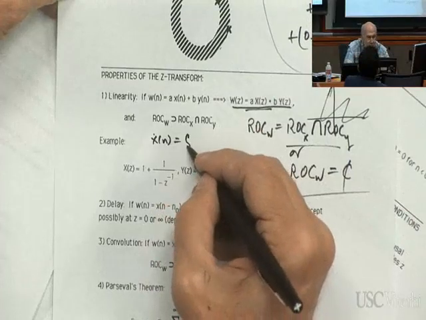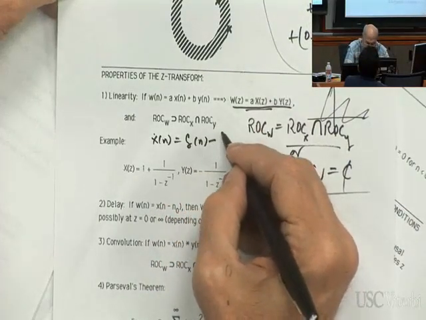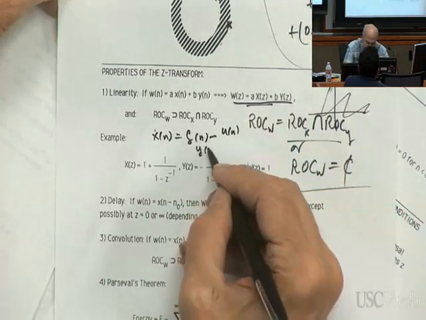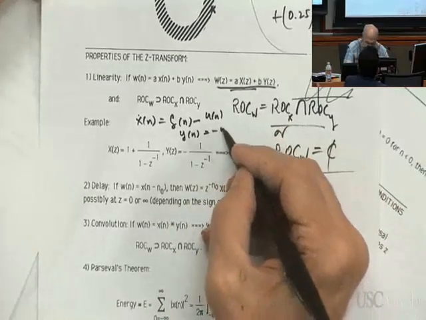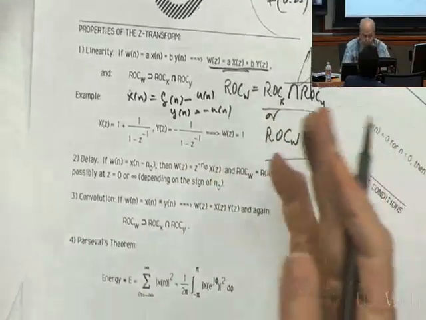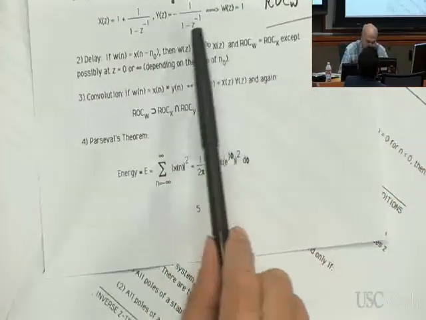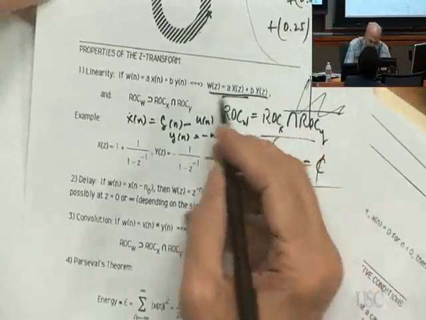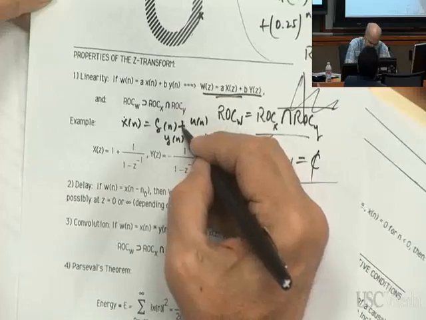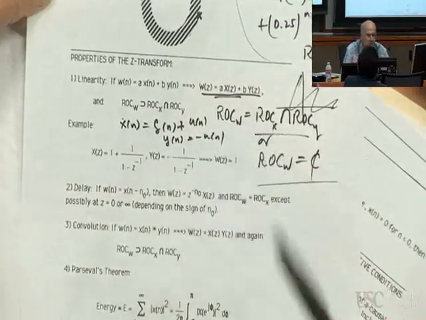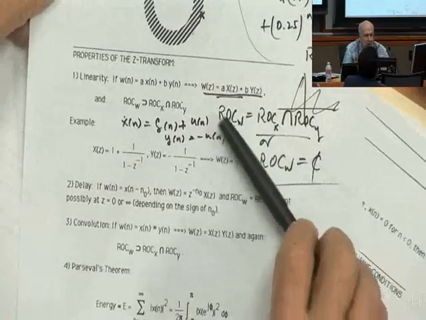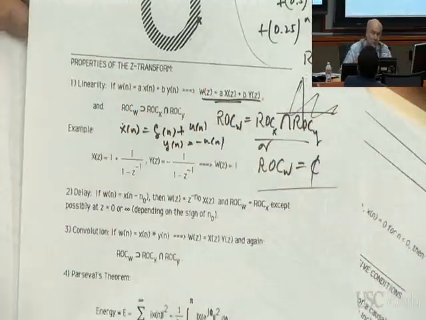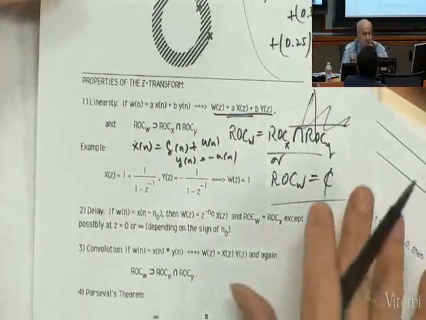Suppose x of n were equal to delta of n minus u of n, and suppose y of n was equal to minus u of n. What about that case? Well, you can clearly see what's happening. If you add those two together, x and y, the u's cancel. Or I'm sorry, maybe that's plus here. Delta of n plus u of n, and y of n is minus u of n. You can see what's happening. The u of n's cancel out, and you're just left with the sum being delta of n, which has a z transform of 1, whose region of convergence is everywhere.